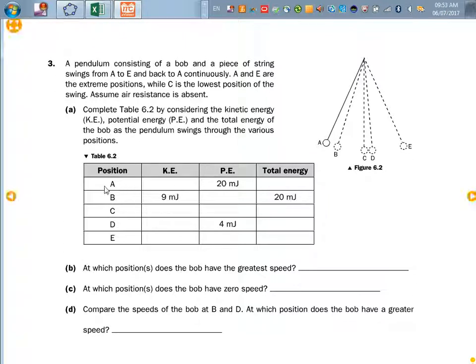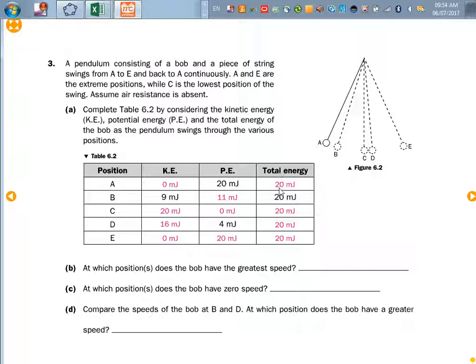For position A, which is the highest point, what can you tell me about the speed? Speed is 0. Okay, what about the kinetic energy? So what about the total energy? 20 what? Millijoules. Okay, sit down, hurry.